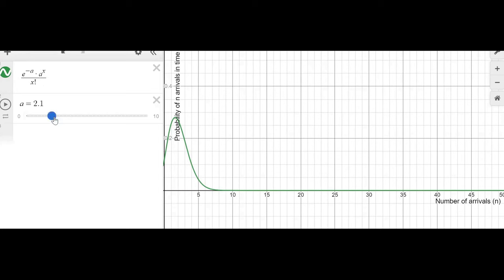Now if you see here, this is given by the statisticians already. That means whenever there is an arrival pattern, the only thing you need to do here is to estimate the parameter lambda. Lambda is a here. Can you see? If I change a, the shape changes. This is what you need to do. This is the pattern. So, in parametric formulas, the parameter you need to estimate.